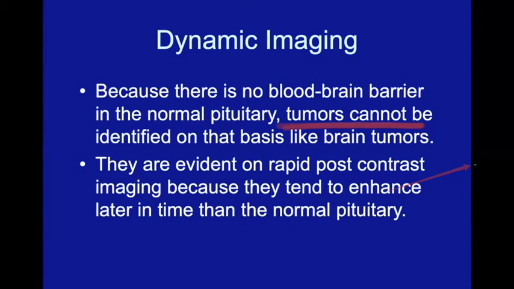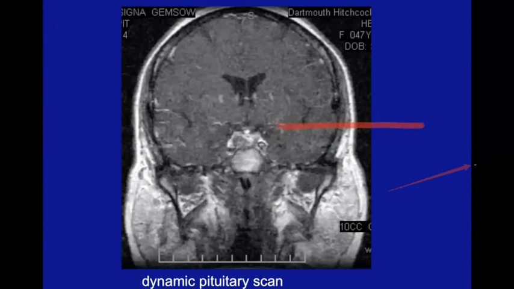Because there's no blood barrier in the normal pituitary, tumors cannot be identified like you can where you're looking for metastatic disease in the brain. And so you want to be careful not to think about the pituitary in the same way you think about the brain. The reason that you can see the tumors on the enhanced scan is because the tumors tend to enhance later than the normal pituitary. And so what we look for is actually areas of diminished enhancement, as I showed you in that previous case.